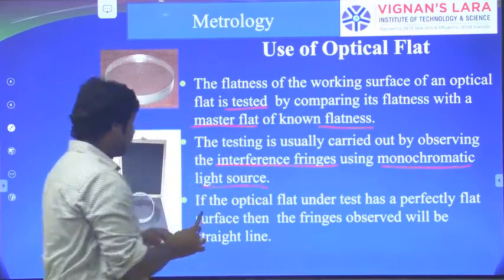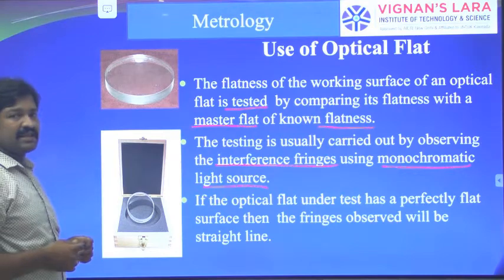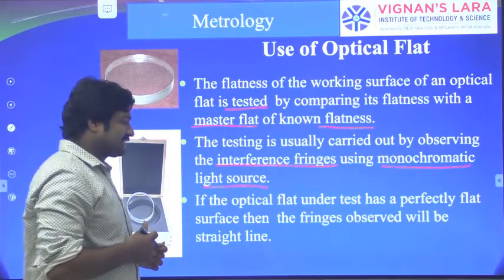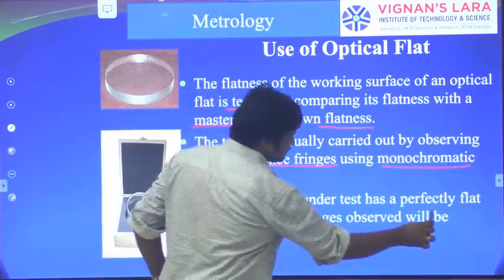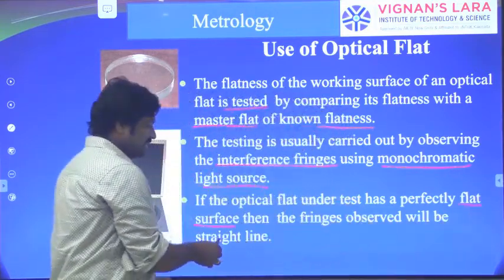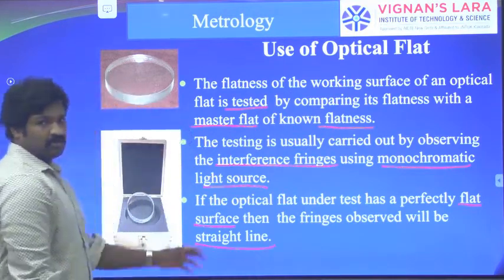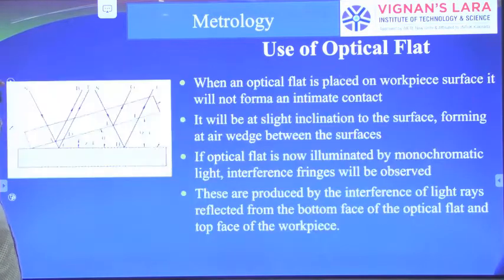Along with these optical flats, we are going to use one more thing, called a monochromatic light source, which is none other than a light. If the optical flat under test has a perfectly flat surface, then the fringes observed will be straight lines.